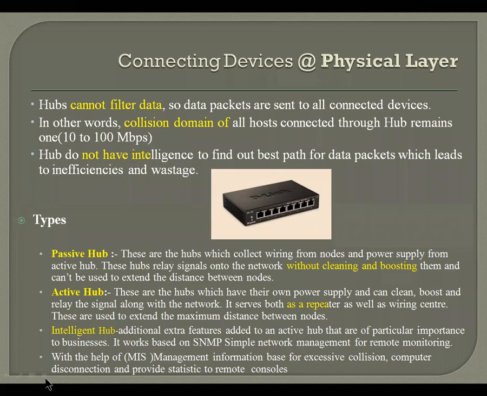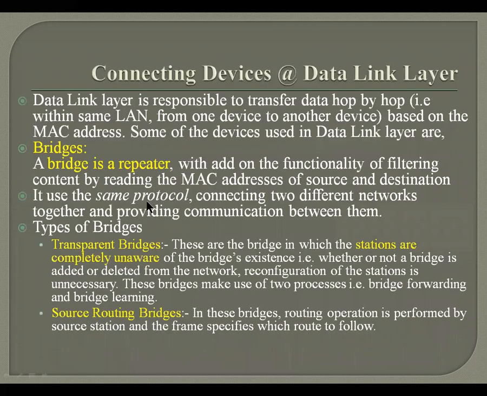Then we have the next device, and that is the data link layer devices. Very first, the data link layer, we know that it is responsible for transferring the data hop by hop, that is, within the same LAN, from one device to another device based on the MAC address. So here we have a MAC address. We know the size of the MAC address is 48 bit. Some devices are used at the data link layer, like a bridge.